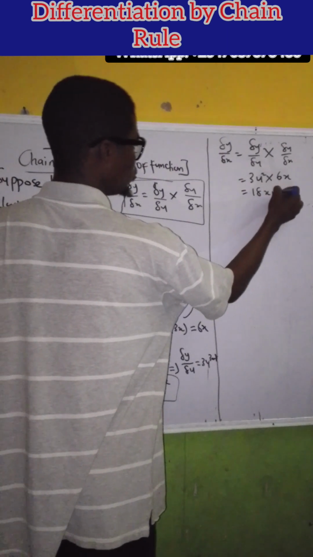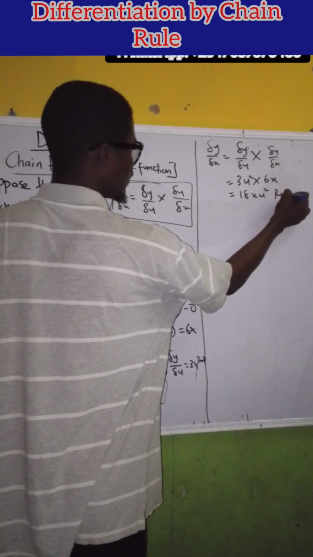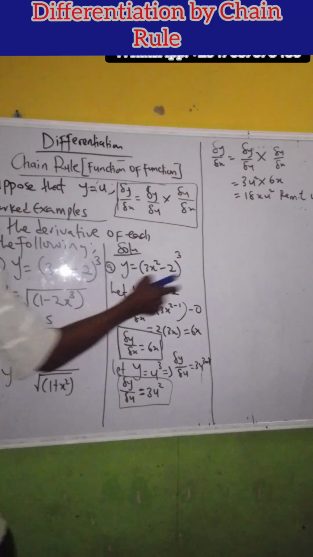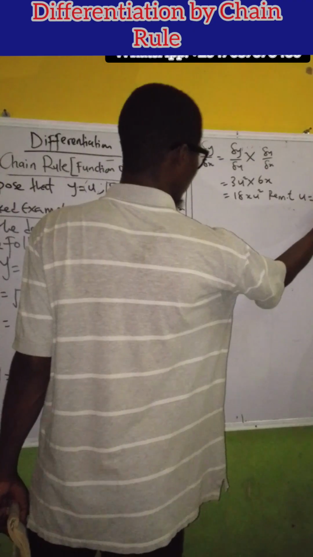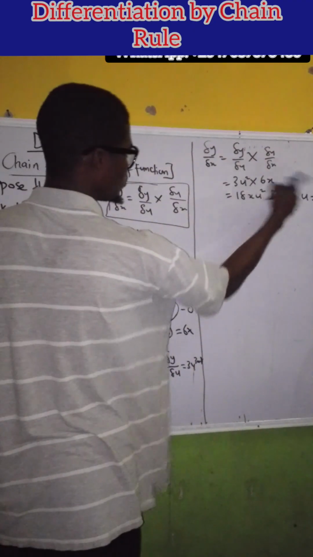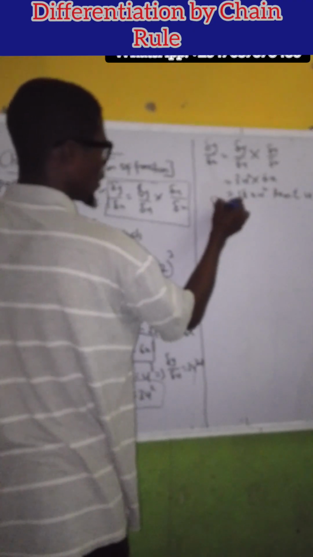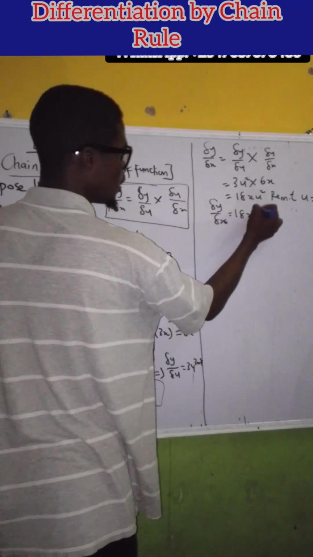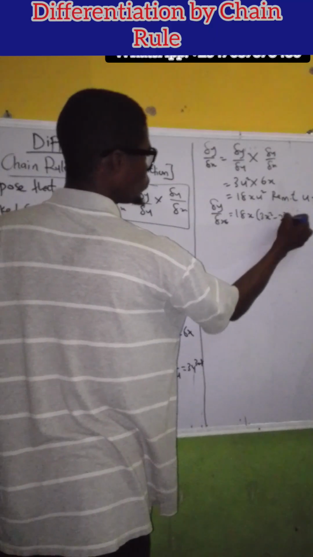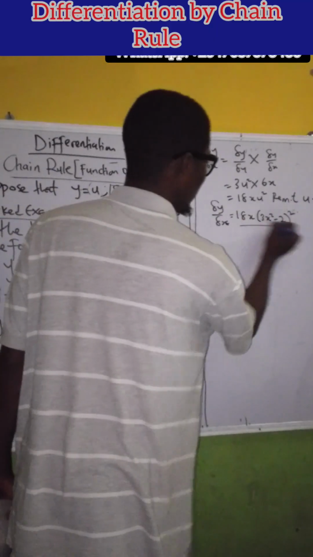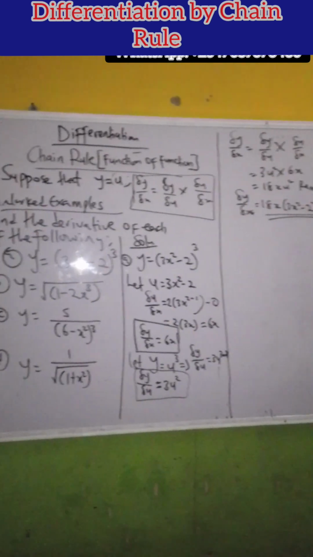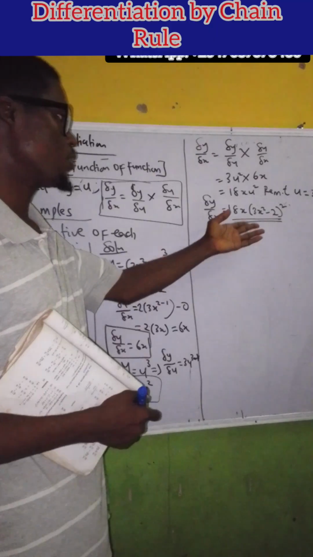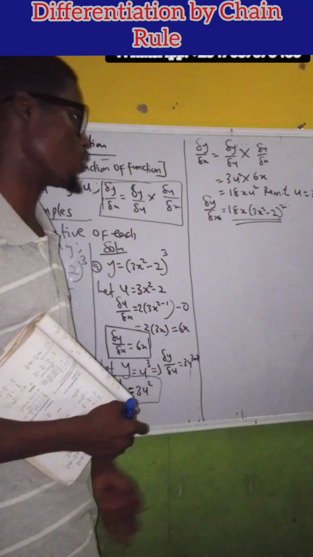So at the end of the day we have 18xu squared. Remember that u is equal to, from the question, 3x squared minus 2. Don't forget. So when you substitute it back into this line, you have that dy over dx is equal to 18x into 3x squared minus 2 raised to power 2. So this is our final answer for number 1. Okay, you can expand this one further. You can just expand it normally. It's still the same result you are going to get.